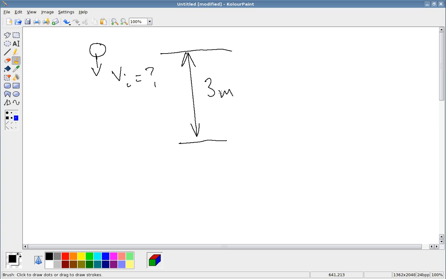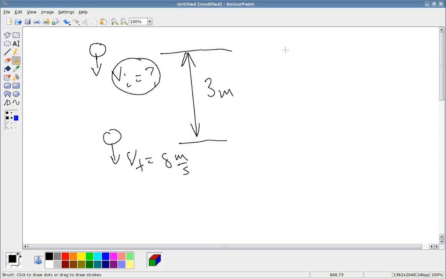The ball hits the ground with a final speed at this point of 8 meters per second. Okay? Now we need to figure out what the initial velocity of the ball was.